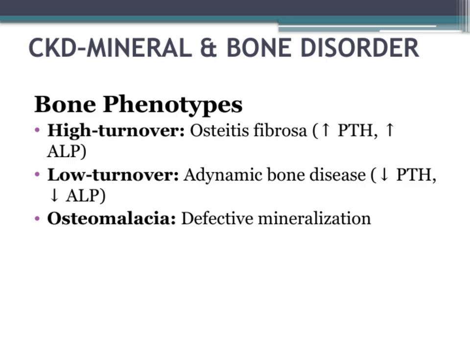Next, there's the low turnover, or adynamic bone disease, where PTH and ALP levels are decreased. This results in decreased bone turnover, making bones more fragile and less able to repair themselves. We also see osteomalacia, which involves defective mineralization of the bone matrix. This can lead to soft, weak bones that are prone to deformities and fractures. All these phenotypes highlight the complex ways CKD affects bone health, emphasizing the importance of understanding these mechanisms to manage mineral and bone disorders effectively in our patients.